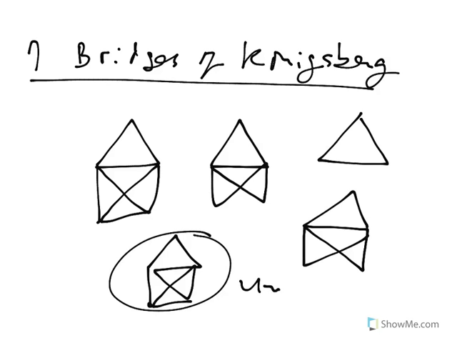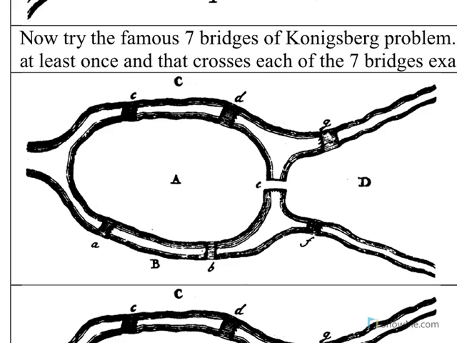Those are called Unicursal Tracings, and sometimes they're not possible, sometimes they are, and when they are possible we want to know how to do them, and it relates to this famous Bridges of Königsberg problem from Euler.